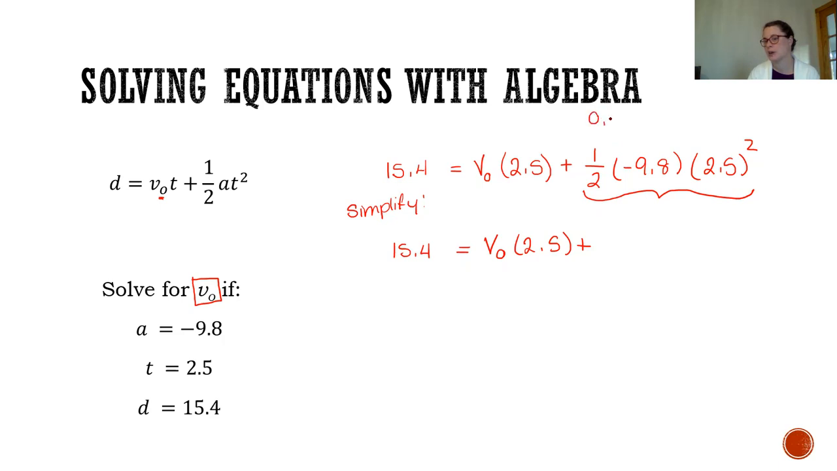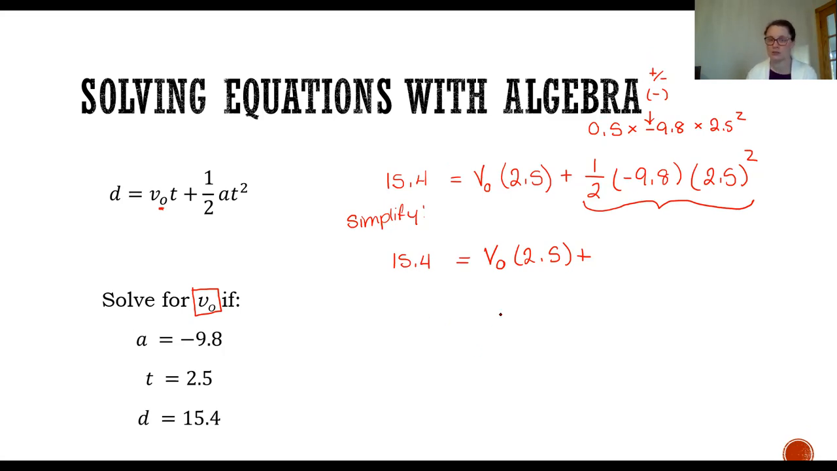Oftentimes people will write it in their calculator, 0.5 times negative 9.8. Now this negative sign in your calculator, you probably have a button that has that little negative, or it might have plus minus like that. That's the sign you want to use. Don't use your subtraction sign. So 0.5 times negative 9.8 times 2.5 and press your squared button. That's typically the easiest way to put it in. You can use your fraction button if you want, but we're going to want a decimal answer in this particular case.